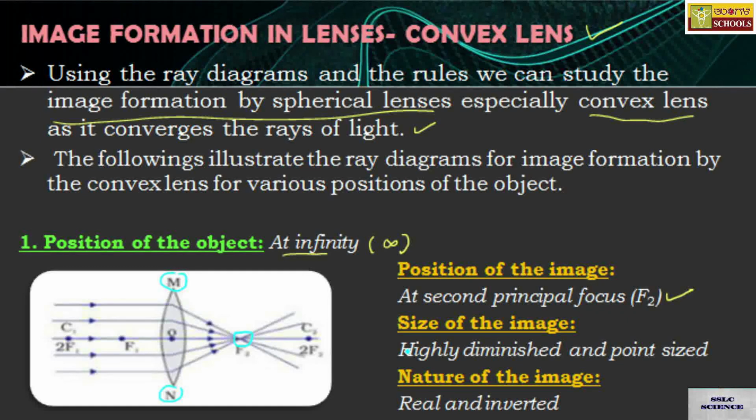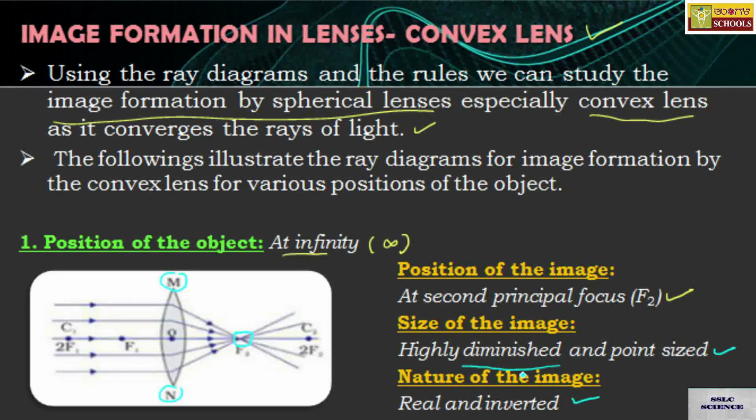Remember, the size of the image is highly diminished and point sized. The image is of point size. As for the nature, the image is real and inverted, and hence it is real. So this is the first position of the object.